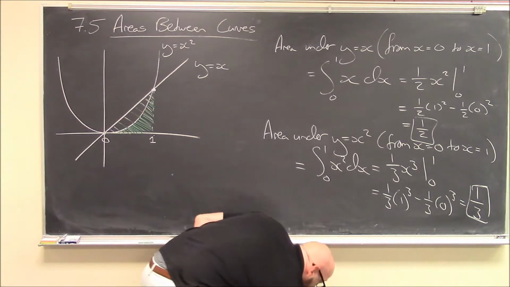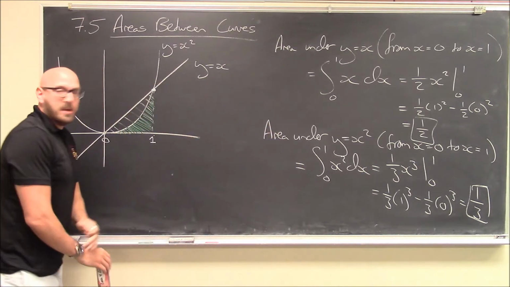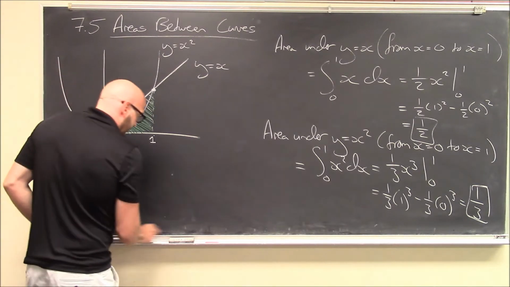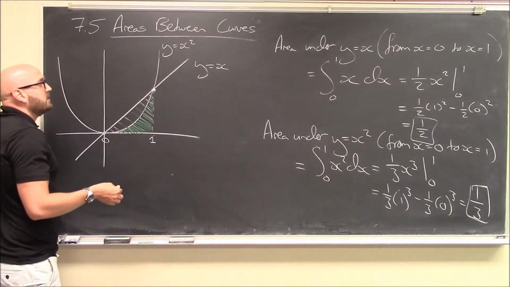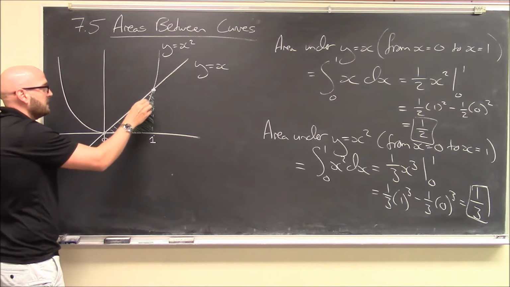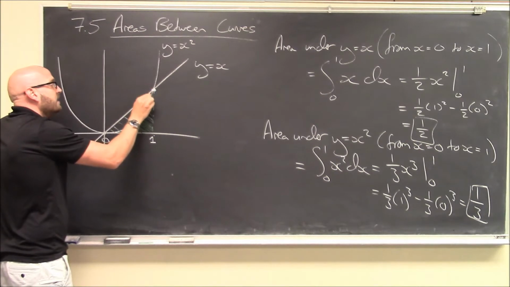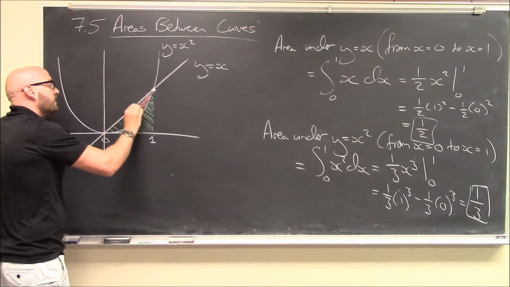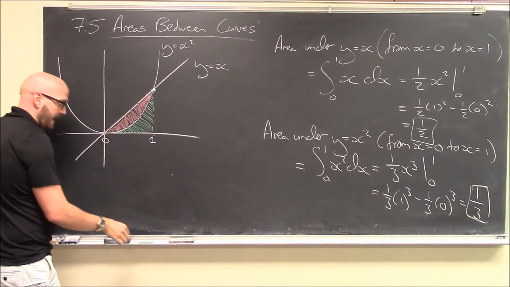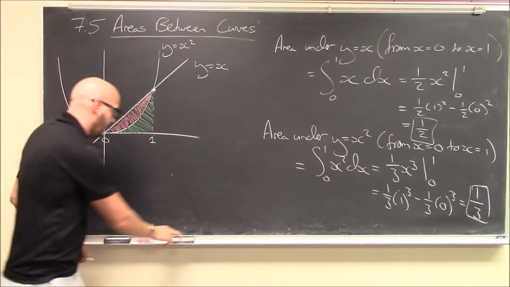Okay, so that's not really what we want to do in this section. That's what we've been doing so far. What we want to find is the area between curves. So neither the white shaded region nor the green shaded region, I want the area between these two curves. I want that area in red. How can we find that?